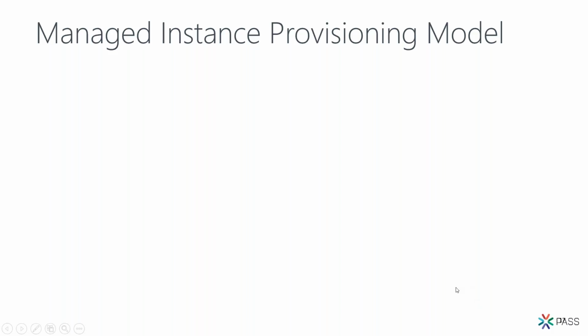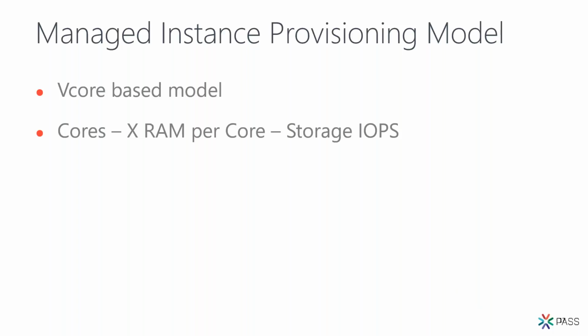So let's talk about the managed instance. The provisioning model, like I mentioned, is very different compared to the Azure SQL DB, where it was all about DTUs. Now we're gonna have this virtual core-based model. Now you get a certain amount of cores, you get a certain amount of RAM per core, and you also get not only the max storage size, but you also have a certain amount of max storage IOPS, right? So the more money you spend on your managed instance, of course, the faster in terms of capacity your storage is going to be.